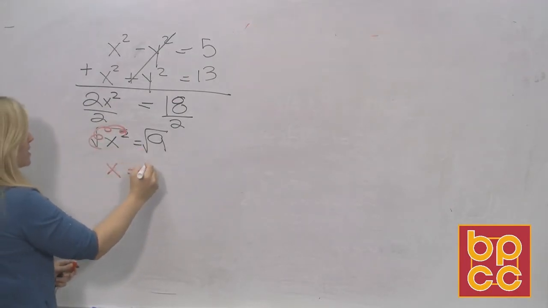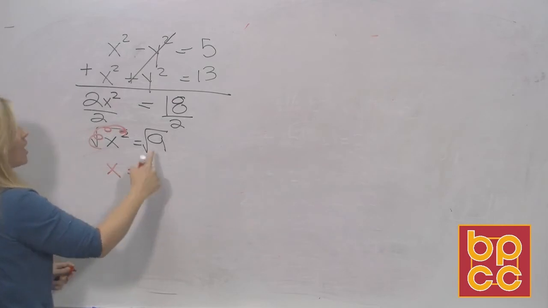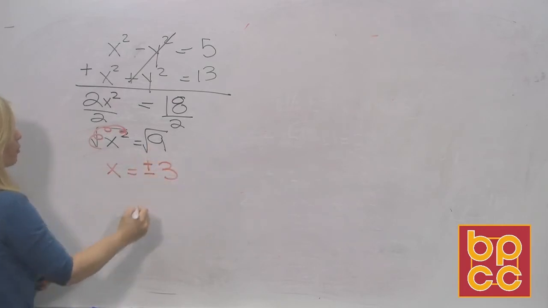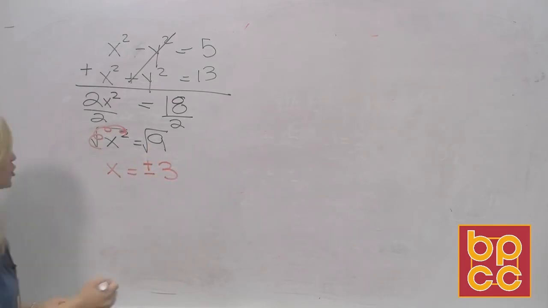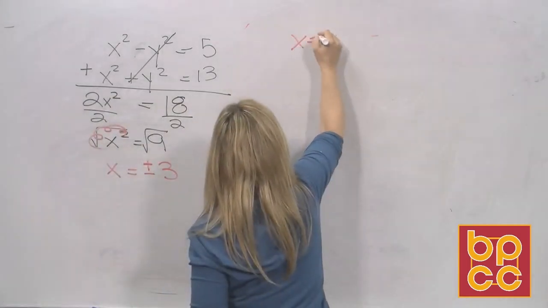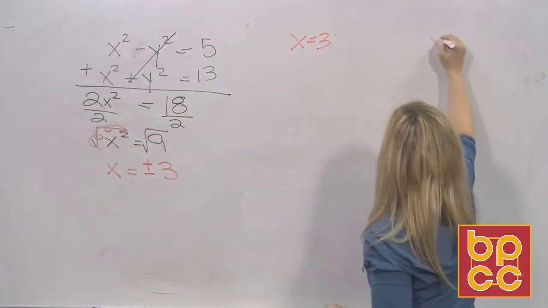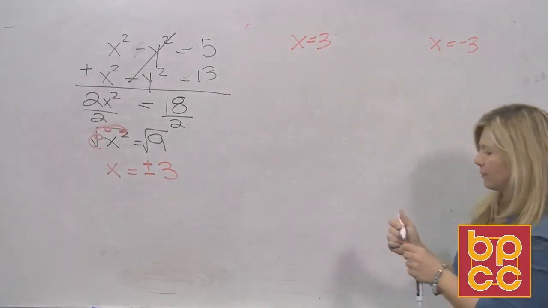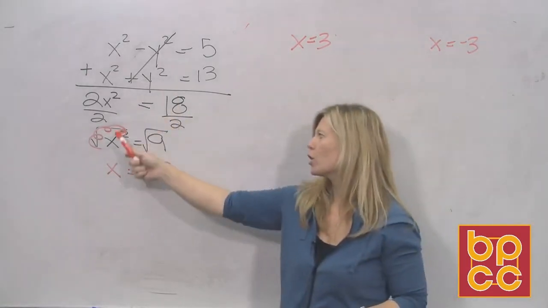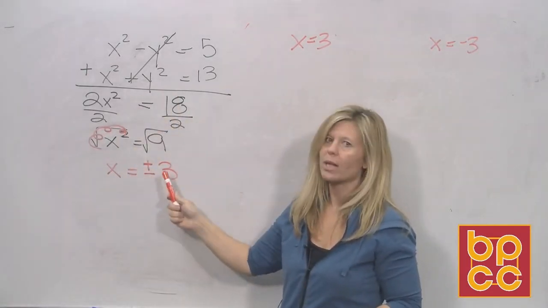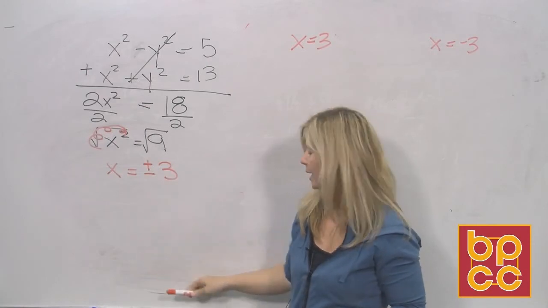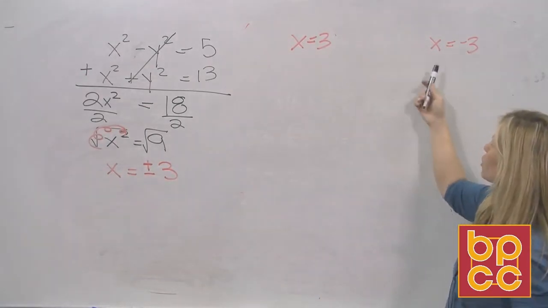When you square root, you must have 2 solutions, so you put your plus and minus. And what is the square root of 9? 3. That is saying there's 2 answers for x. X is 3. X is negative 3. So look, we're reusing something we've already learned in previous modules. Now, we have 2 solutions for x.